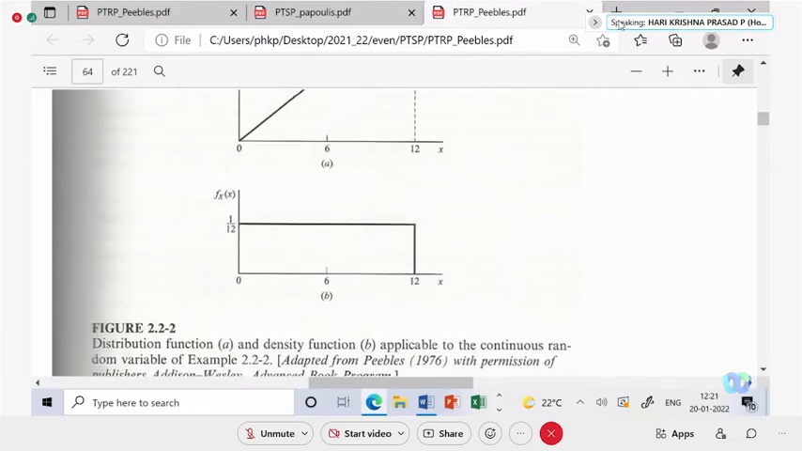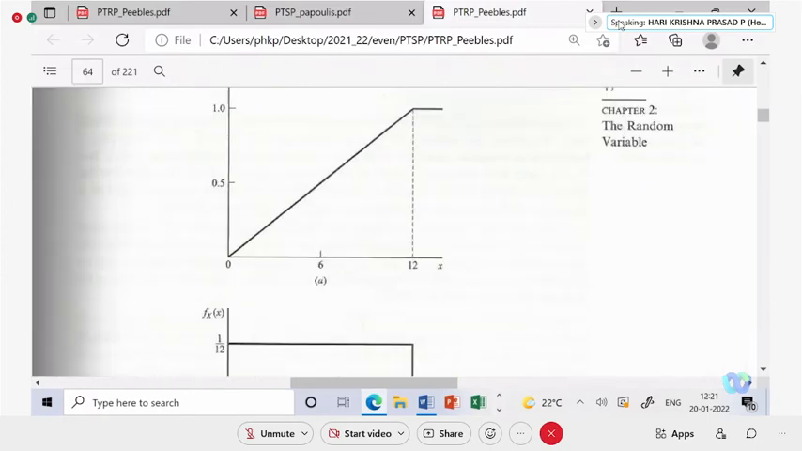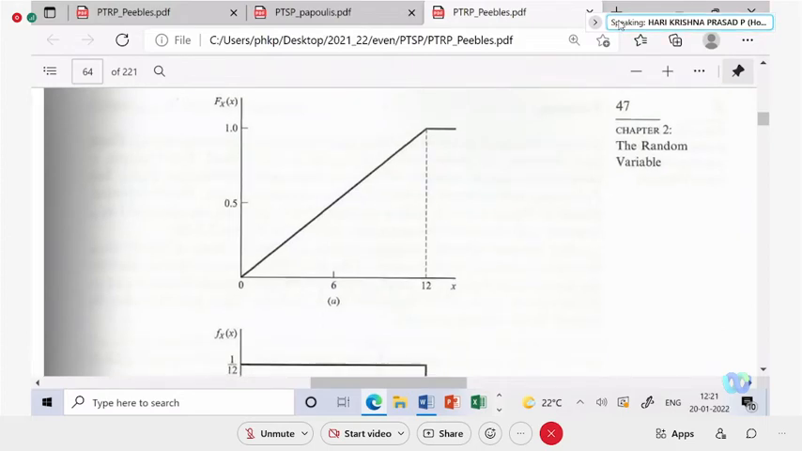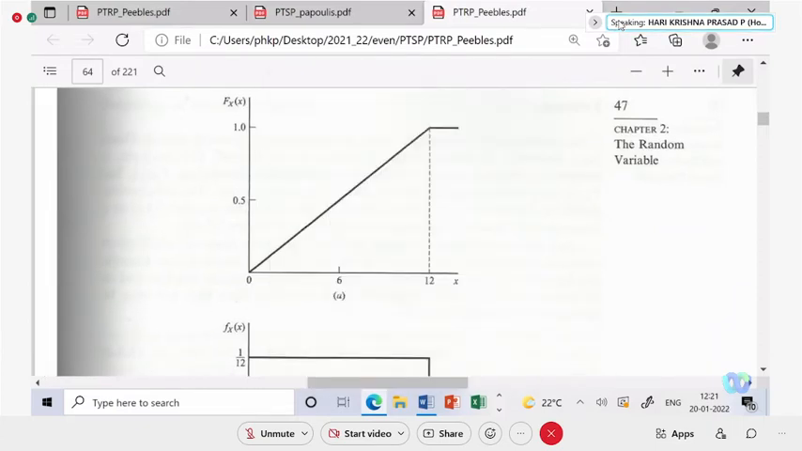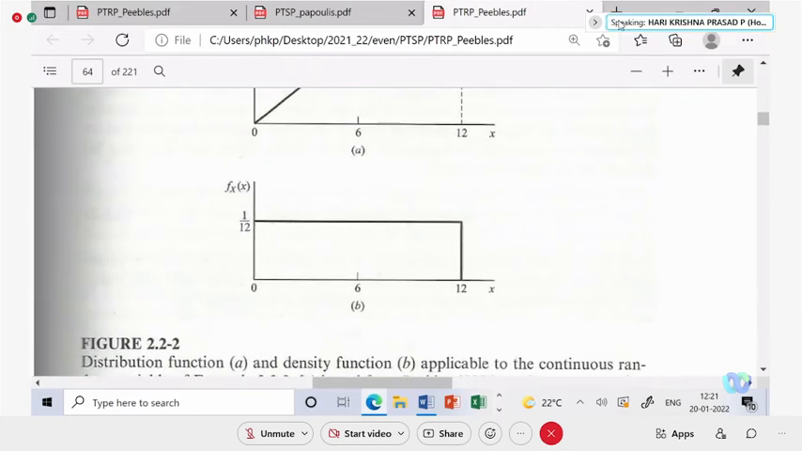What is the corresponding density function, please? Take the derivative. Since this curve has a constant slope between 0 and 12, when you take the derivative, you get a rectangular pulse. How do we get the slope? Spread on the y-axis, spread on the x-axis. This is the corresponding density function.